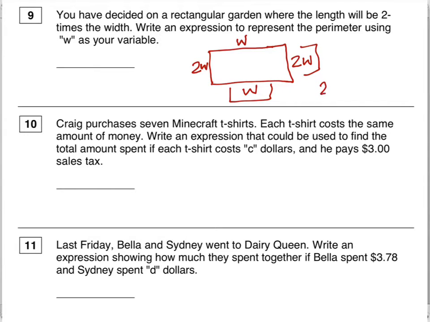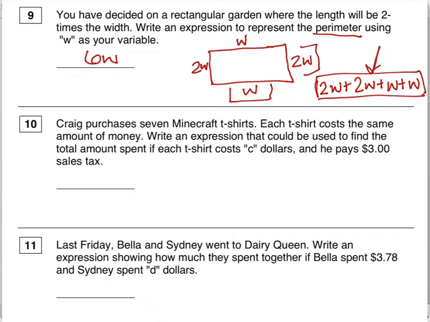So then I have 2W plus 2W plus W plus W, because to find the perimeter, what do I do? I add all the sides. Well, I actually know that I can combine all of these. 2 plus 2 is 4, plus 1 is 5, plus 1 is 6. So my answer would be 6W. Just so you know, if you had this as your answer, that would be correct as well. But my preference would be if you did the 6W.